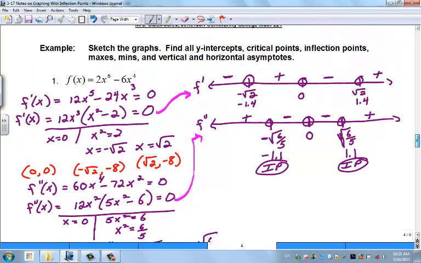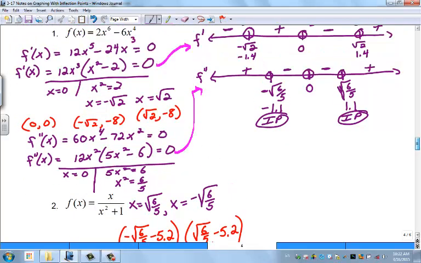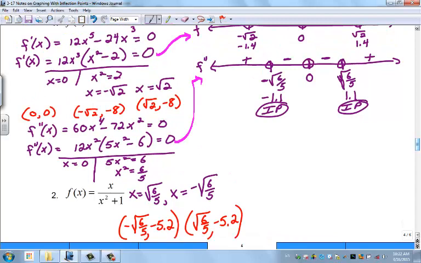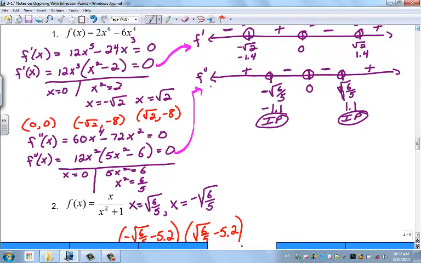Your critical points from up here, what do? Well, this goes from going down to going up, so that's a minimum. This one goes from going up to going down, so that's a maximum. This one goes from going down to going up, so that's a minimum. So now you have a little puzzle to put together on your graph. And it's really important when you put your graph together to keep in mind those two number lines up there.